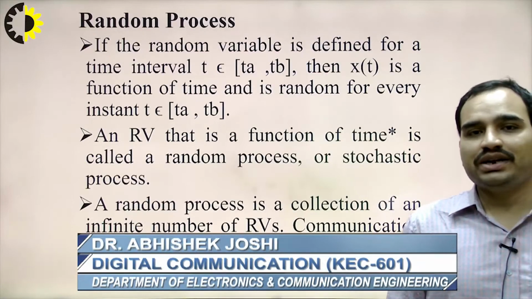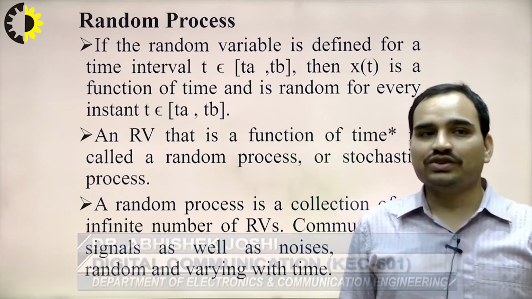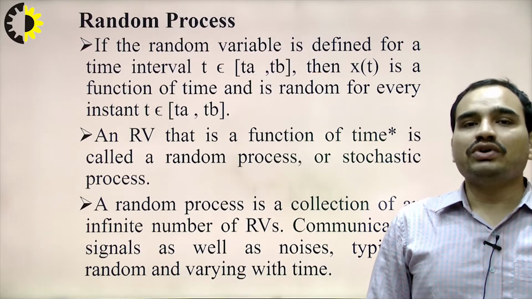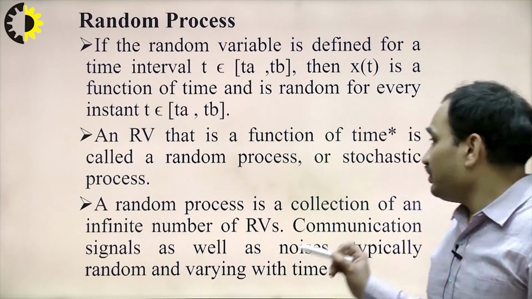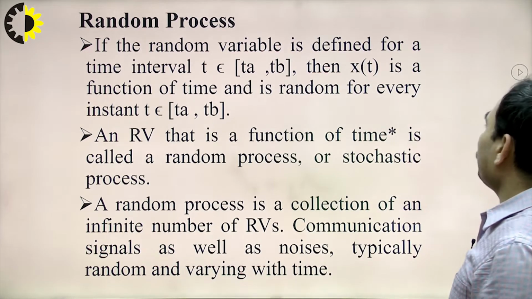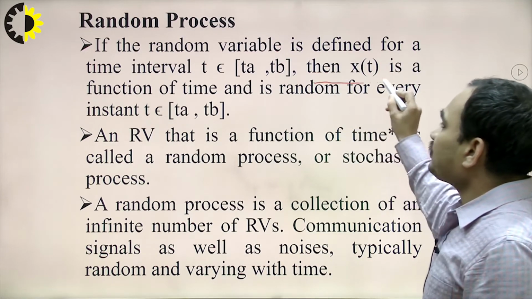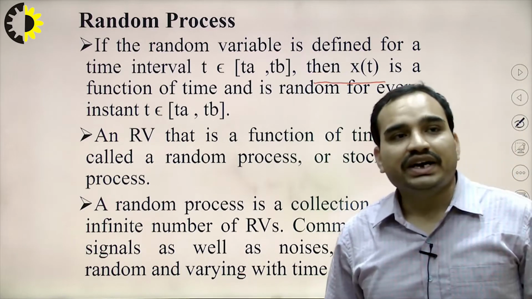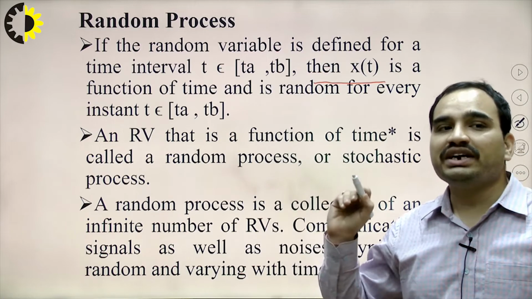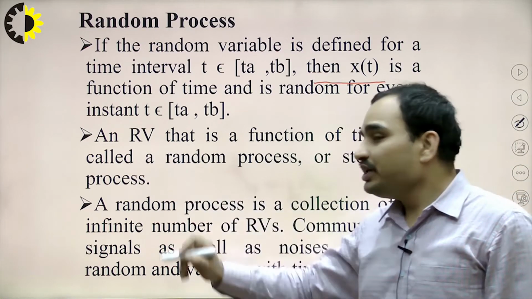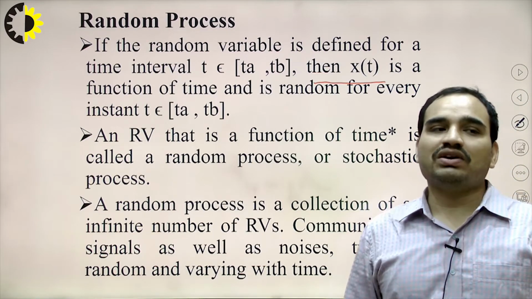So what is a random process? If a random variable is defined for a time interval, for example from ta to tb, and this x(t) is a function of time, then we will call it a random process. So a random variable that is a function of time is called a random process, or it is known as a stochastic process.